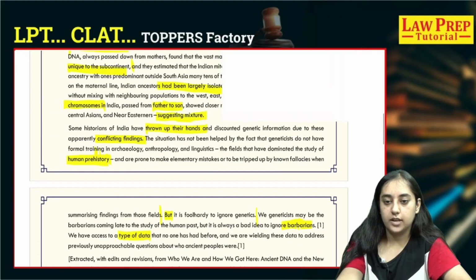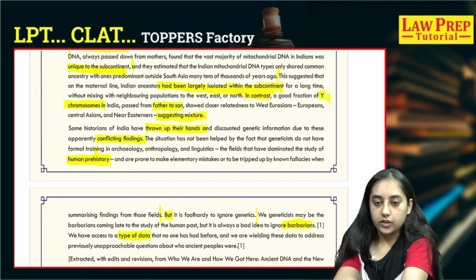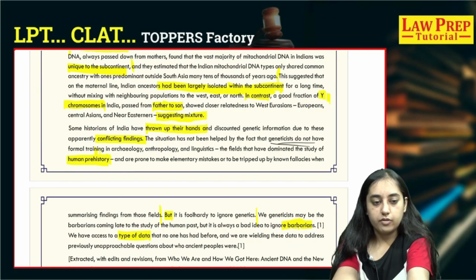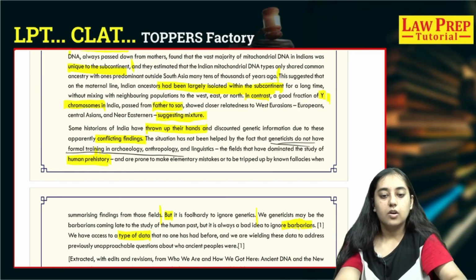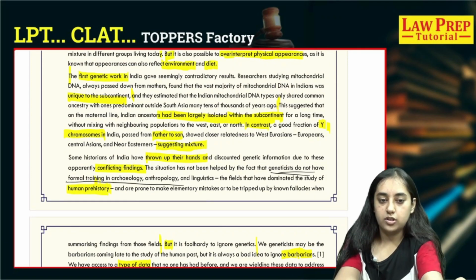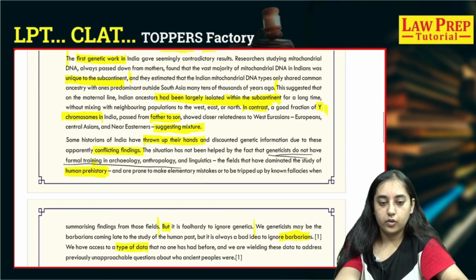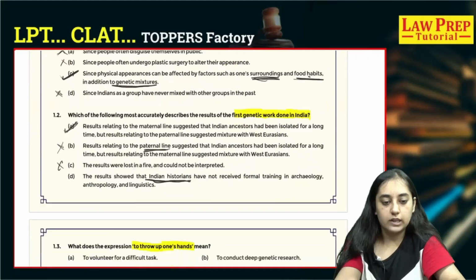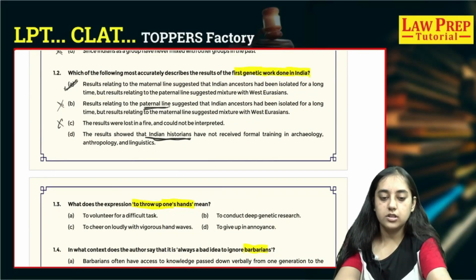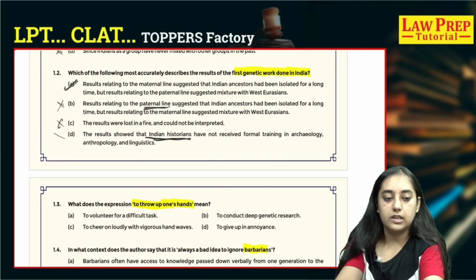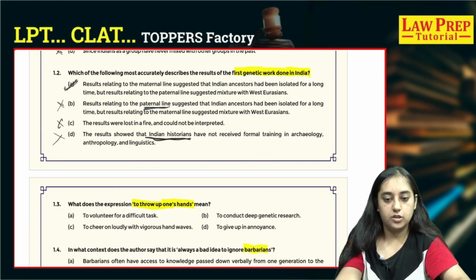I'll show you the sentence. Wait. Here, that geneticists do not have a formal training in archaeology. So it's not even related to the first genetic work. It's not to the point, and it's also factually incorrect as per the passage. It's not about the historians, it's about the geneticists. So option D is also incorrect. Our answer will be option A.